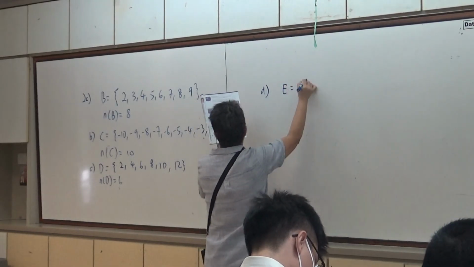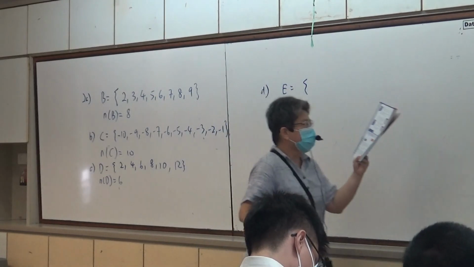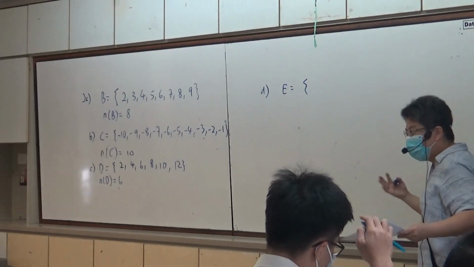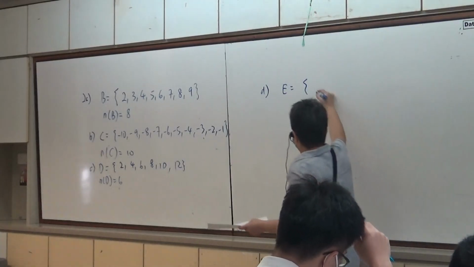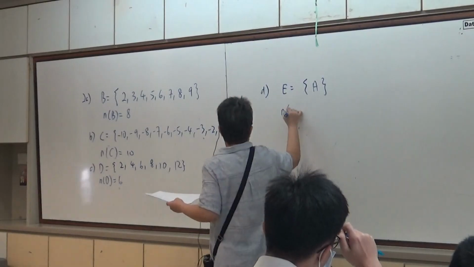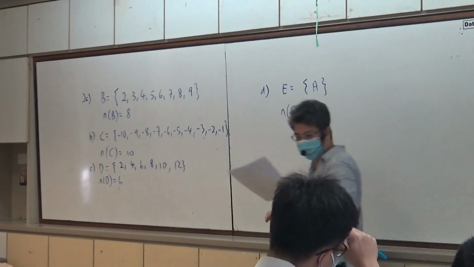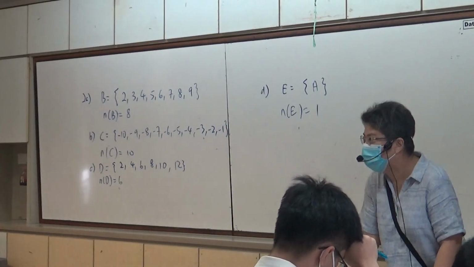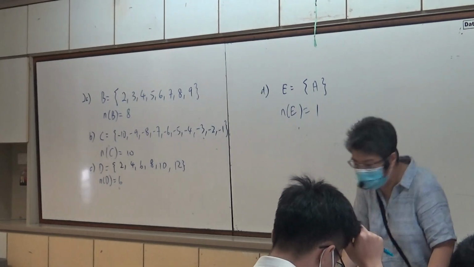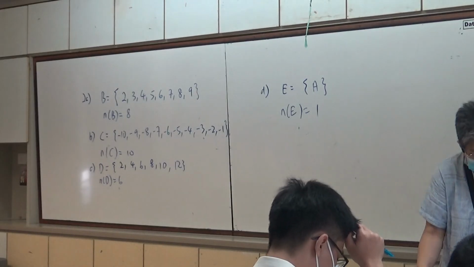E is the set of vowels used to form the word happy. Which is the only vowel there? A. Like that, right? Yes. So what's the number of elements of E? 1. Can or not? Can or no issue, right? Okay, very good. No issue.